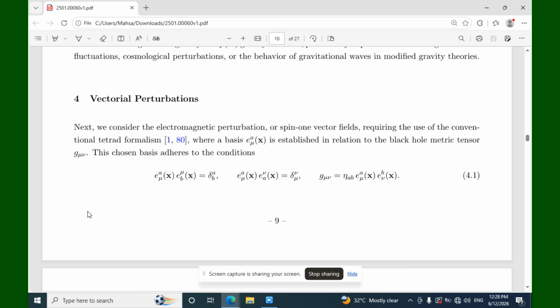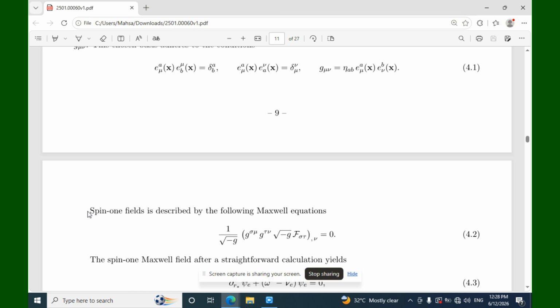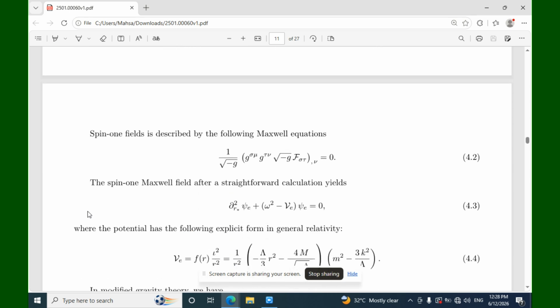Also, we have e_μ^(r) e^ν_(r) equal to δ_μ^ν, and g_μν equal to η_ab e_μ^(a) e_ν^(b). The spin 1 field is described by the following Maxwell equations: 1 divided by square root of minus g, multiplied by g^σμ multiplied by g^τν multiplied by square root of minus g, and F_στ, ν is equal to 0.